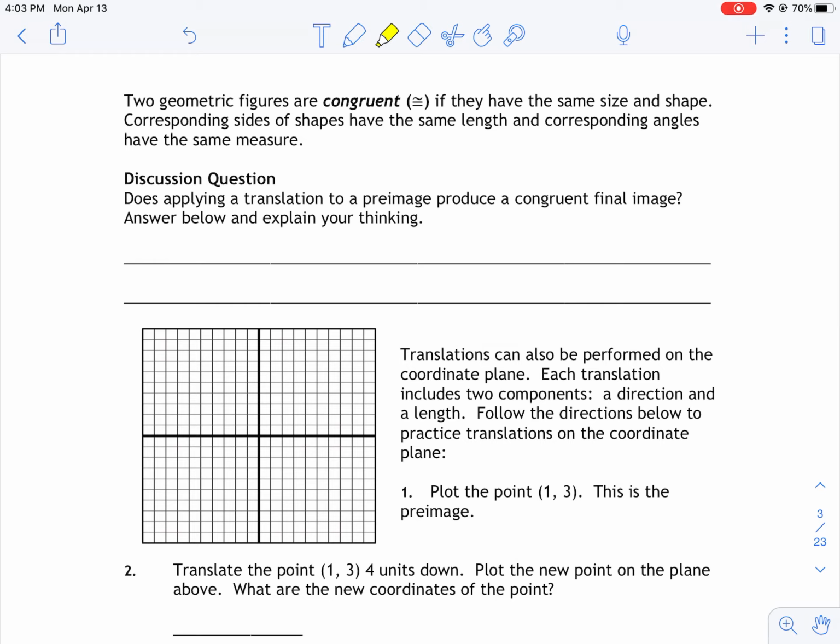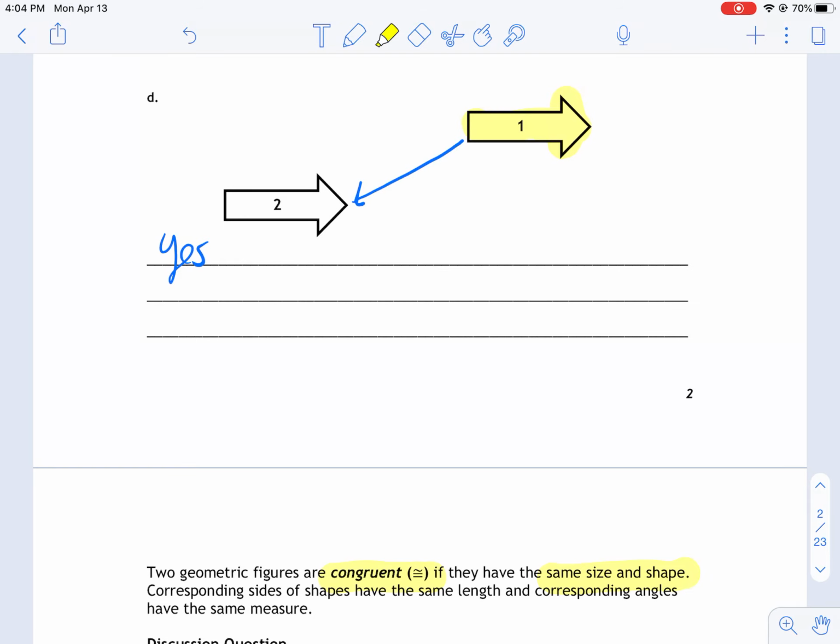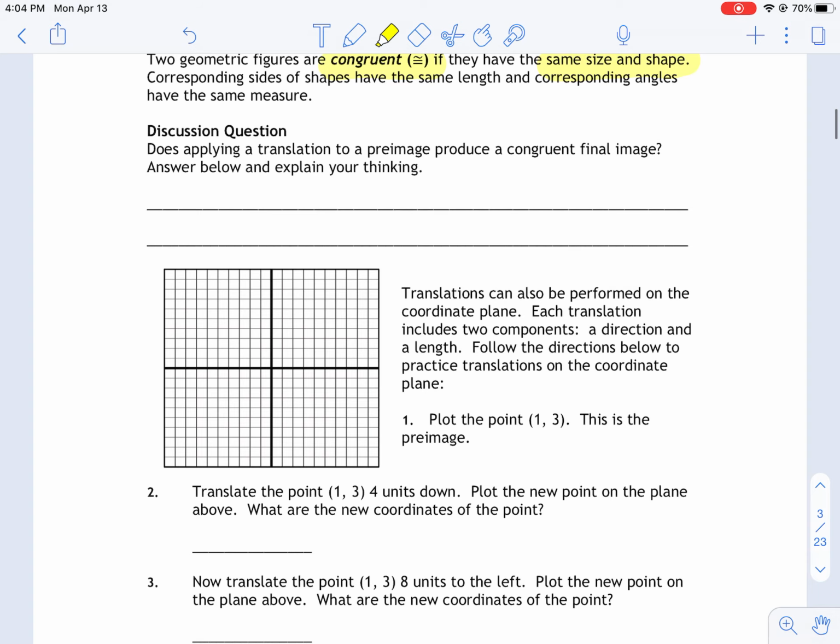Before we do that, something very important here at the top of page 3 of your notes that we need to go over, and that's about congruency. Okay, so two figures are congruent if they have the same size and shape. That means that corresponding sides of shapes are the same length, corresponding angles have the same measure. And if we go back to problem D for a second, you'll notice that figure 1 and figure 2 have the same size and shape. So figure 1 and figure 2 are congruent.